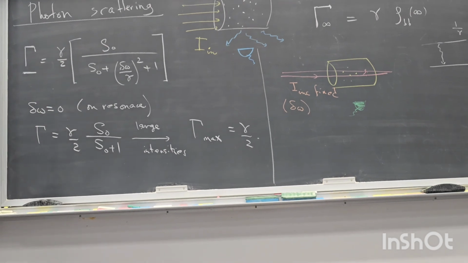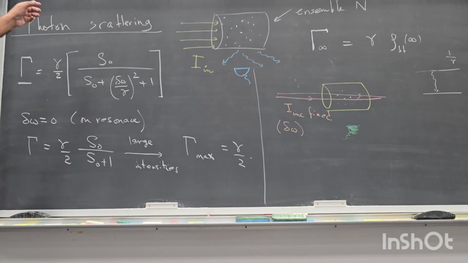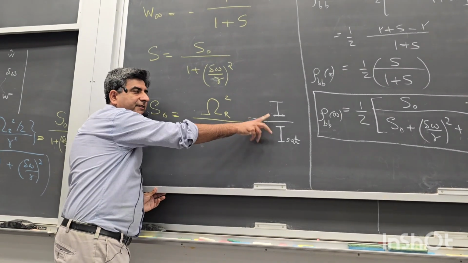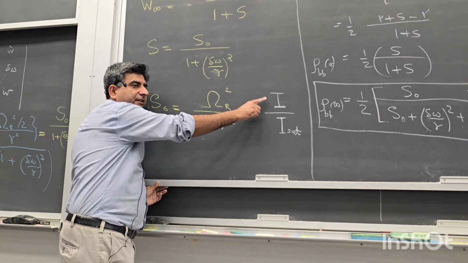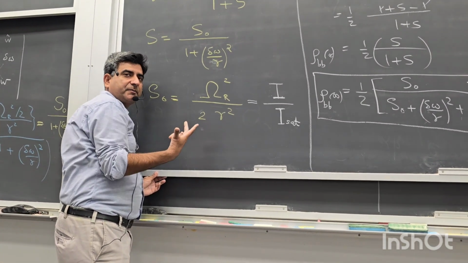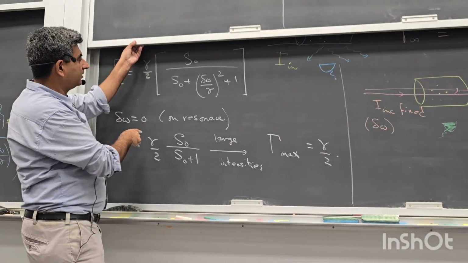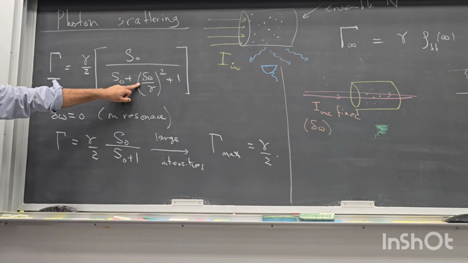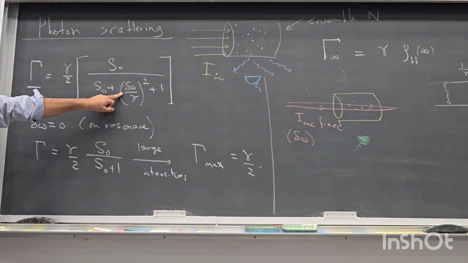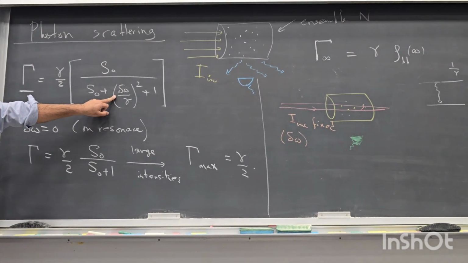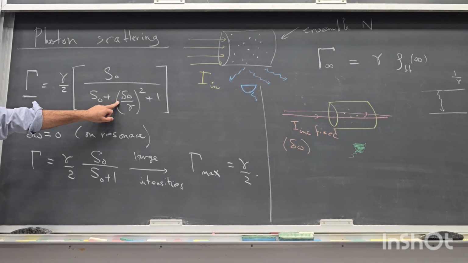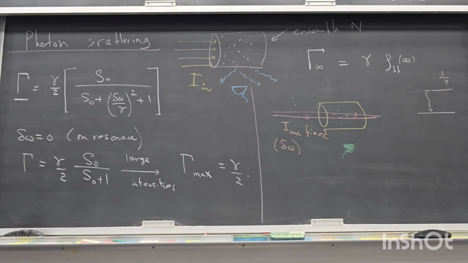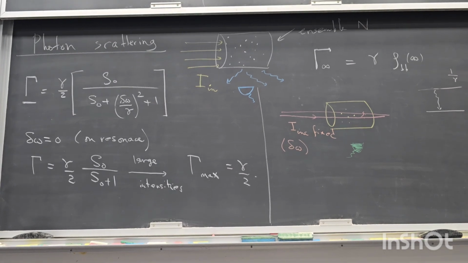But remember that my S naught is given by this. And then this is constant. So my incident electric field is constant, my damping is constant, it's given by the atoms. So I want to plot this scattering rate as a function of delta omega, as a function of detuning. That's what I want to do. Okay? So let's try to do this.